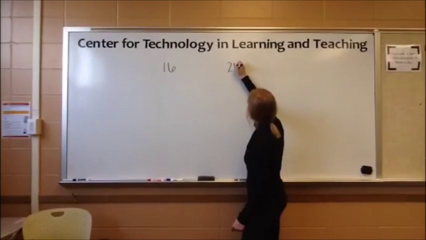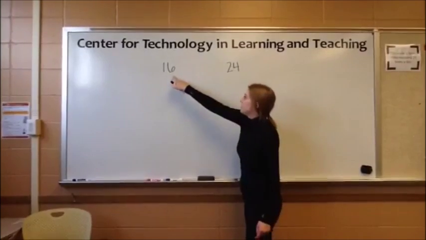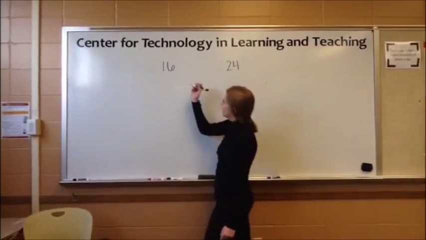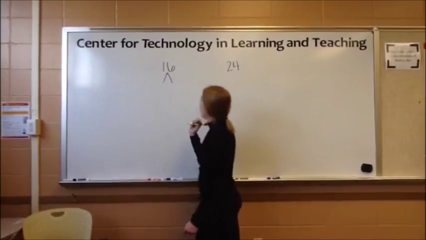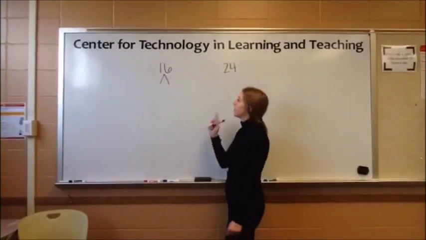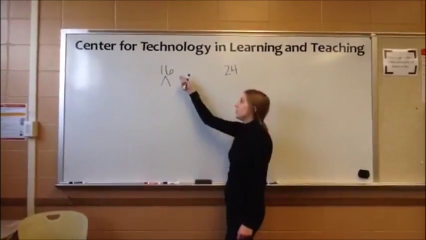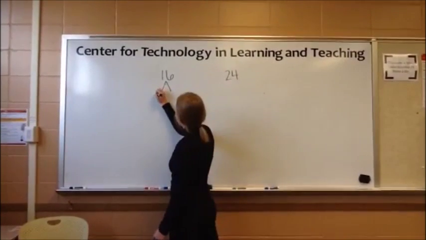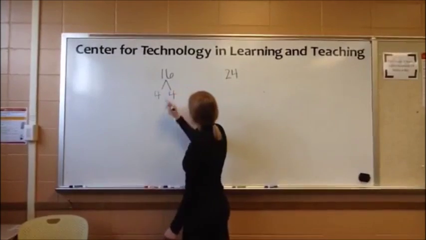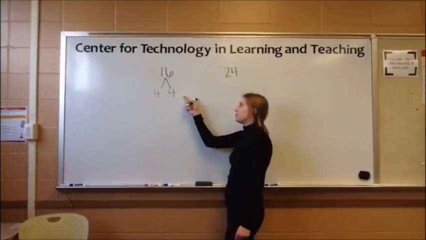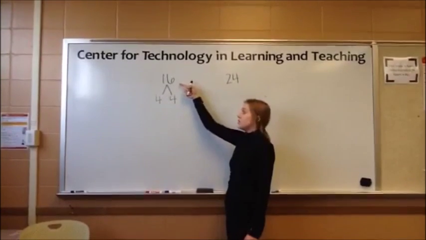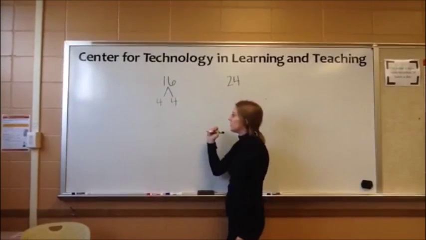So again, I know that Sarah has 16 yellow flowers and 24 red flowers. So what I'm going to do first is begin making my factor tree. And I'm thinking of two factors I know that make 16. So I already know that 4 and 4 make 16. And when I'm making my factor tree, I know that it doesn't matter which ones I start with, as long as the two factors equal that product at top, which is 16.